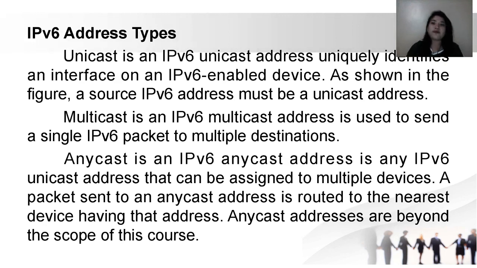For IPv6 address types, an IPv6 unicast address uniquely identifies an interface on an IPv6-enabled device. As shown in the figure, a source IPv6 address must be a unicast address. An IPv6 multicast address is used to send a single IPv6 packet to multiple destinations. An IPv6 anycast address can be assigned to multiple devices. A packet sent to an anycast address is routed to the nearest device having that address. Anycast addresses are beyond the scope of this course.